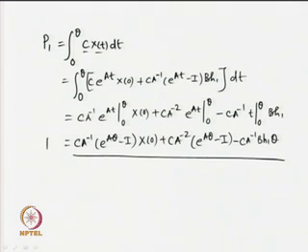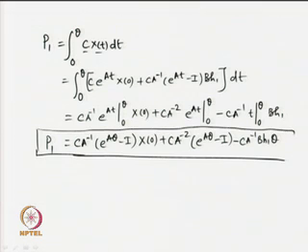P1, let me repeat once more: the part of the area of the output signal given by P1 is equal to c a inverse, e to the power a theta minus I, times x0, plus c a to the power minus 2, e to the power a theta minus I, minus c a inverse b h1 theta. Then similarly, I can get an expression for P2.